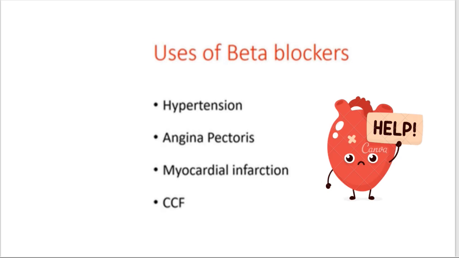And lastly, the uses of beta blockers. Yes, it is used in cardiovascular disorders such as hypertension, angina pectoris, myocardial infarction, and congestive cardiac failure. So the conclusion here is that the beta blocker inhibits the contraction and initiates the relaxation, which is used in the treatment of cardiovascular diseases.